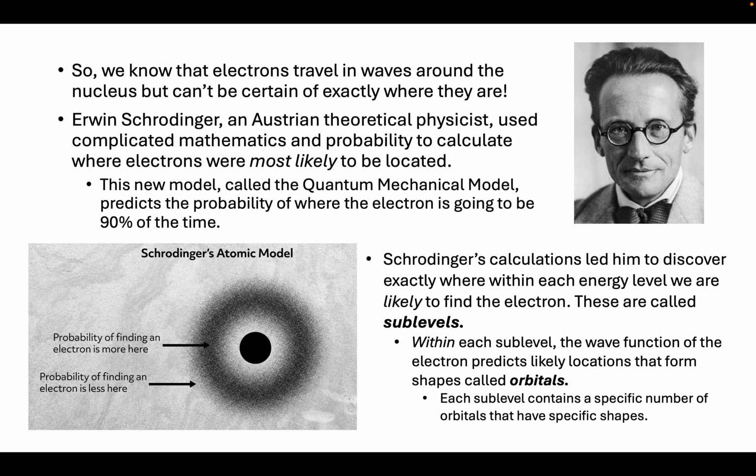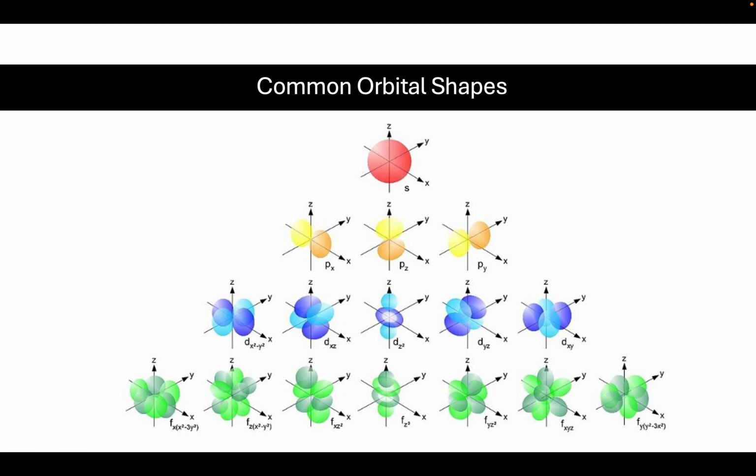But within each of those energy levels are sublevels. And within each sublevel, the probability model that he created predicts this path of likely location for the electron that's called an orbital. So lots to know about these. We're going to get into that next. The different orbitals have characteristic shapes. We will get into those one by one, but this is a little bit of a preview of where we're going.